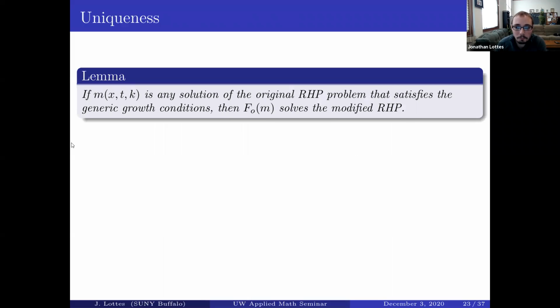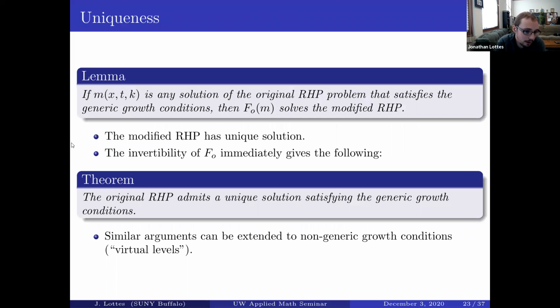And so this lemma essentially says that this map takes solutions of the original Riemann-Hilbert problem that satisfy the generic growth conditions, and sends them to solutions of the modified Riemann-Hilbert problem. But we already know the modified Riemann-Hilbert problem has a unique solution, and so we can use the invertibility of F to pull that back to the original Riemann-Hilbert problem and see that it must have a unique solution satisfying the generic growth conditions.